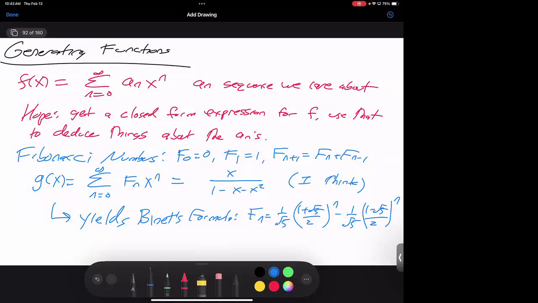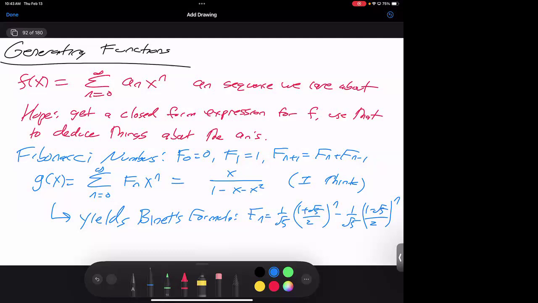This is an integer. Not only is it an integer, but 1 minus root 5 over 2 is less than 1 in absolute value. If you're less than 1 in absolute value, what happens is you take a very high power, it goes to 0. So the nth Fibonacci number is the integer that is closest to the first term. This allows you to jump to any Fibonacci number.